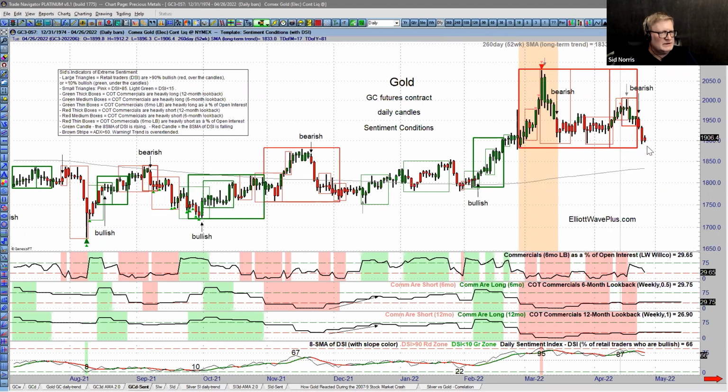I would say that the conditions are still bearish. We still have red candles. We don't have any new green boxes. We're not going to get any green boxes out of the 6-month or the 12-month for a long time.